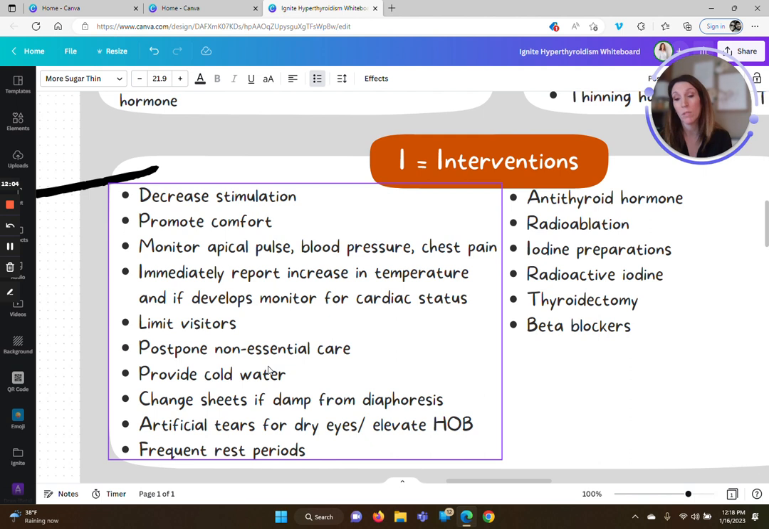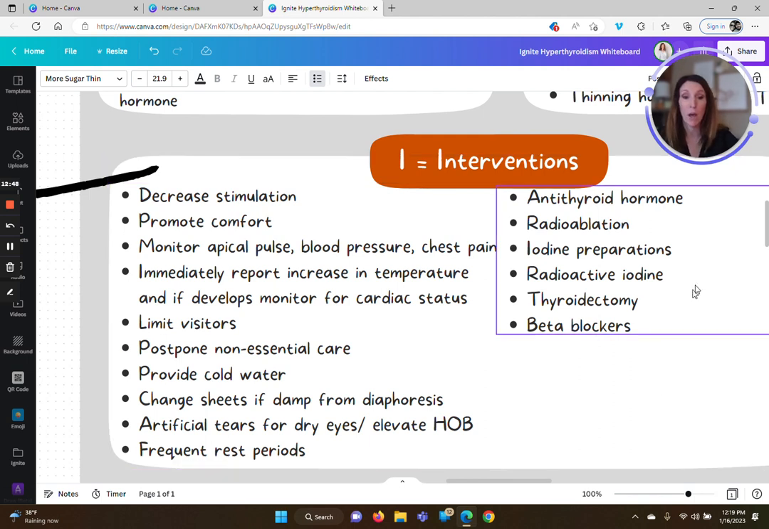We may want to give them some artificial tears or see if we can get an order for artificial tears, because when their eyelids are retracted and their eyes themselves are bulging outward, their eyes get really dry because they can't actually close their eyes all the way sometimes. Or even if they can, they're just not being moisturized like they normally are. So artificial tears, and then also elevating the head of the bed can keep them from having additional swelling in their face. So elevating the head of the bed and doing artificial tears, and then suggesting frequent rest periods. If they are doing things, they just really need to rest.